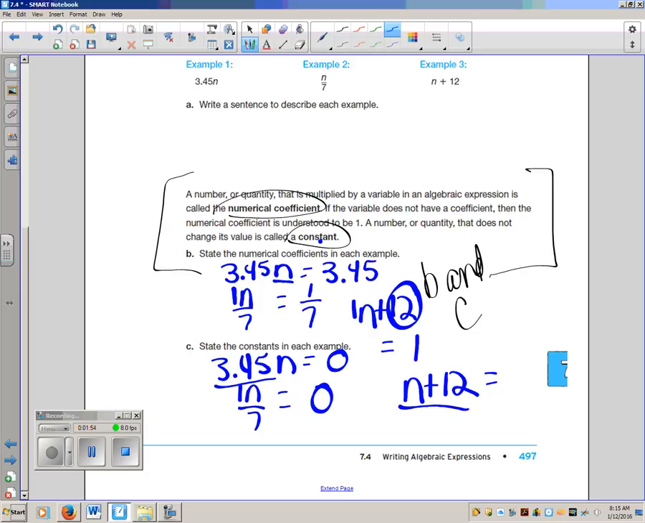But in the third expression, n plus 12, n is your variable, because that's going to change. 12 always stays the same. So on this one, the constant is 12.